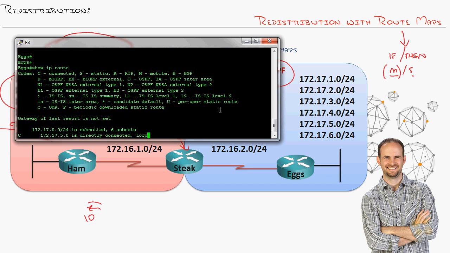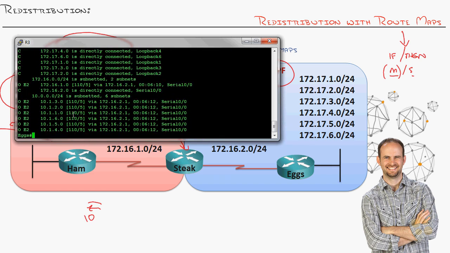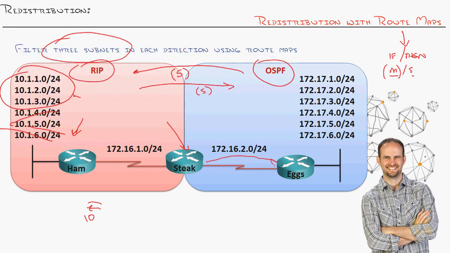I'll do a show IP route, hit enter, and notice I've got a whole bunch of routes. Okay, there's our OSPF routes. Stake is redistributing them, so they're coming in as external type 2 routes. Notice the metric. They're all tagged with a cost of 5. Everybody following so far? Good. So eggs is getting those from stake. RIP routes coming through. Okay.